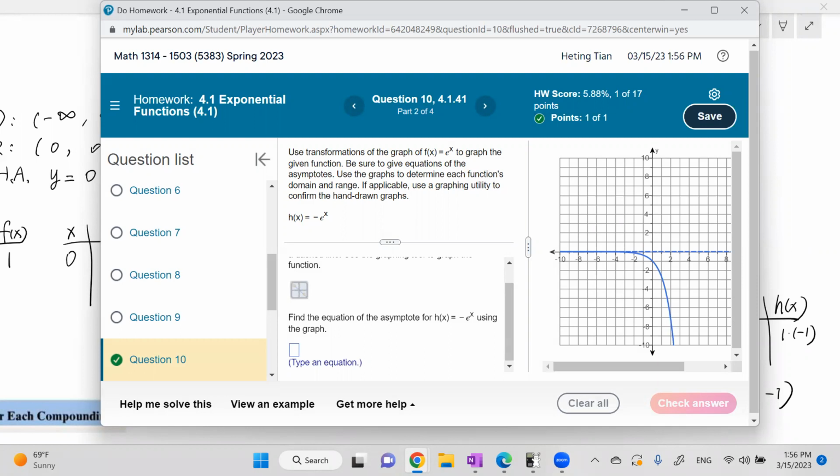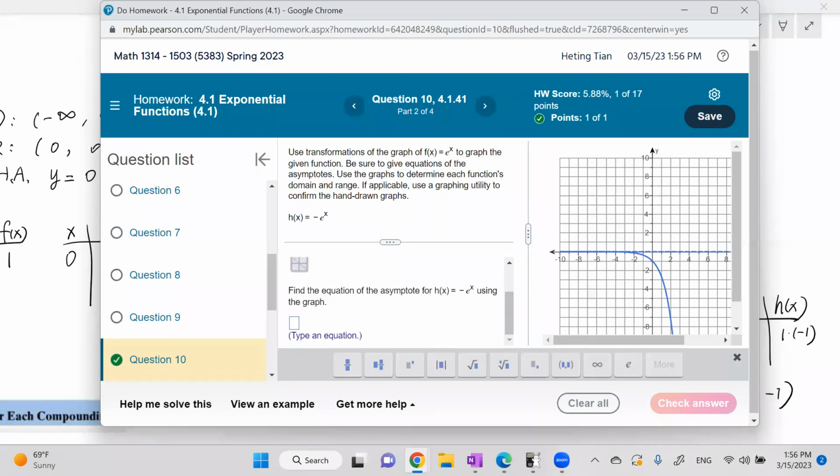It's not the same one because I prepared my question with a different function, e to the -x. All right. What's the next question? Find the equation of the asymptotes for h of x equals -e to the x.